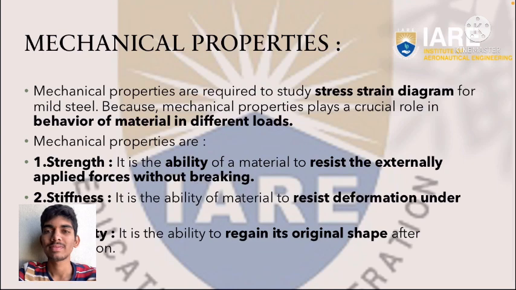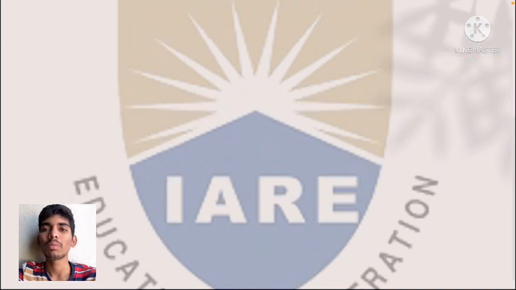The mechanical properties are: strength. It is the ability of a material to resist the external applied force without breaking. Stiffness. It is the ability of a material to resist deformation under stress. Elasticity. It is the ability to regain its original shape after deformation.